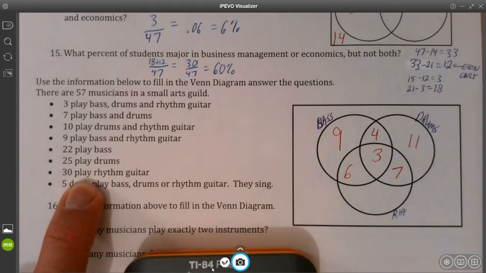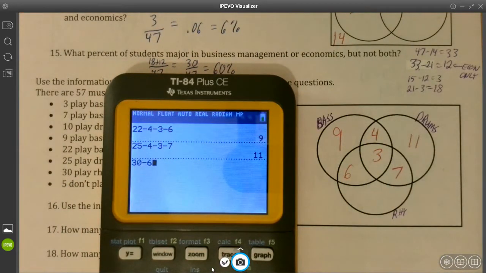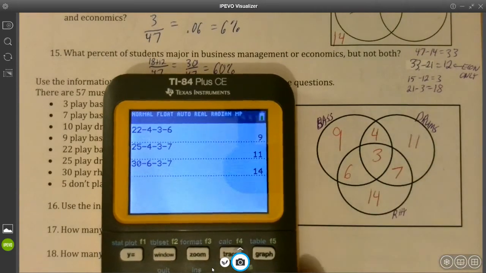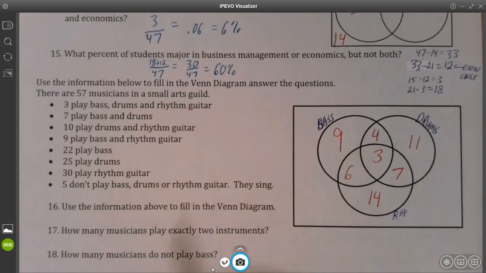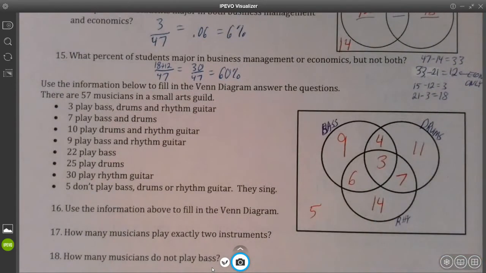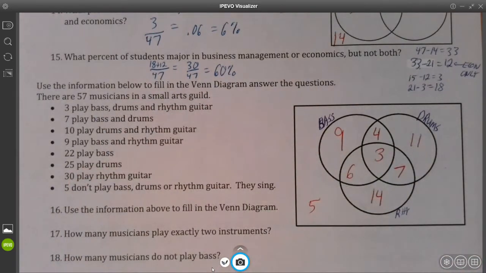30 people play rhythm guitar. So this whole circle is 30. So 30 minus 6, 3, and 7 gives me 14. And then 5 don't play bass, drums, or rhythm guitar. They sing. Okay, well, they're out here. There we go. Now, I want to check something because I might have made a mistake. And I'm just going to double check. If I do this right, then all these numbers should add up to 57. And if they don't, then I have made a mistake. And I'm going to make an executive decision to fix the problem.